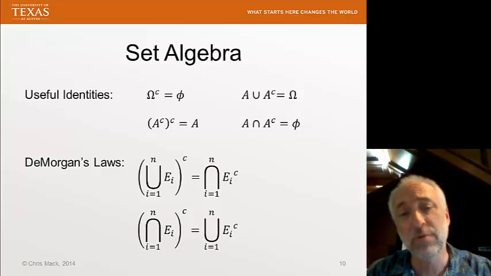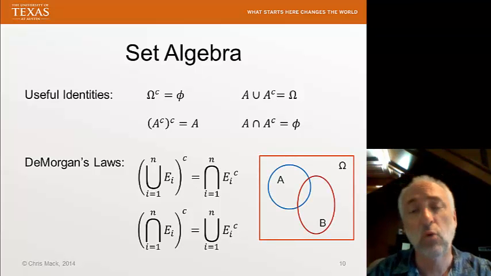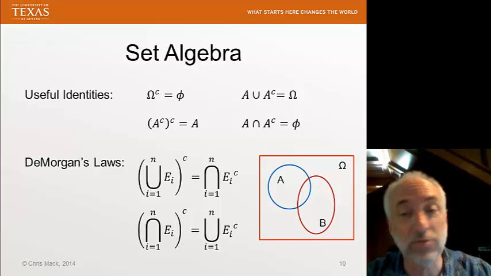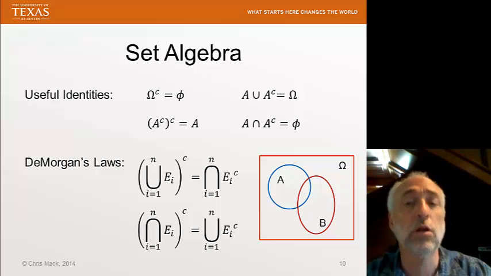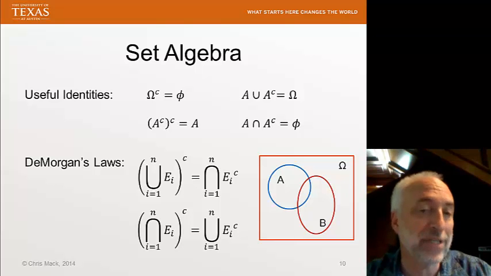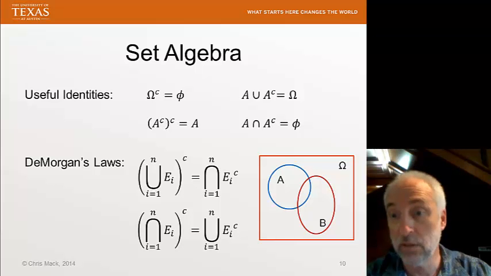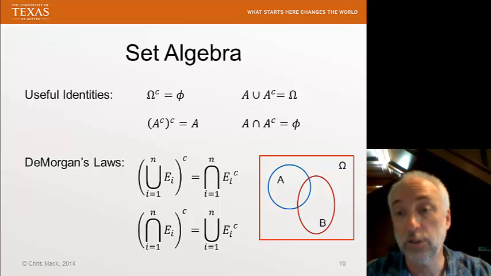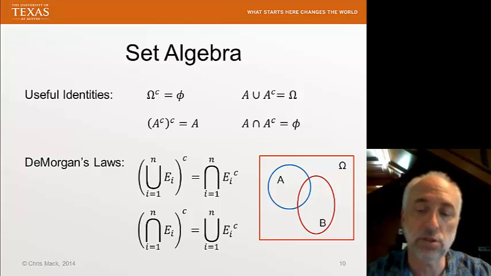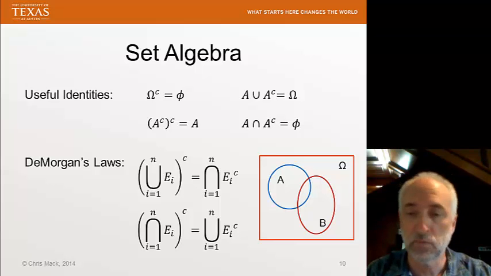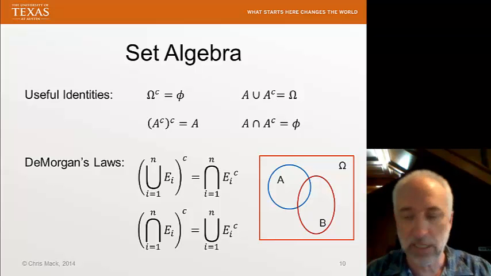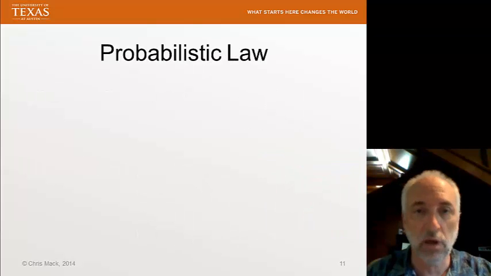I'm not going to go through these other than to say, why don't you take a look at an example of two events, A and B, look at the Venn diagram, and convince yourself that De Morgan's laws are true by picturing it, or maybe even drawing, shading in the two sides of the equation and see if it works out. Other than that, I'm not going to talk anymore about De Morgan's laws.